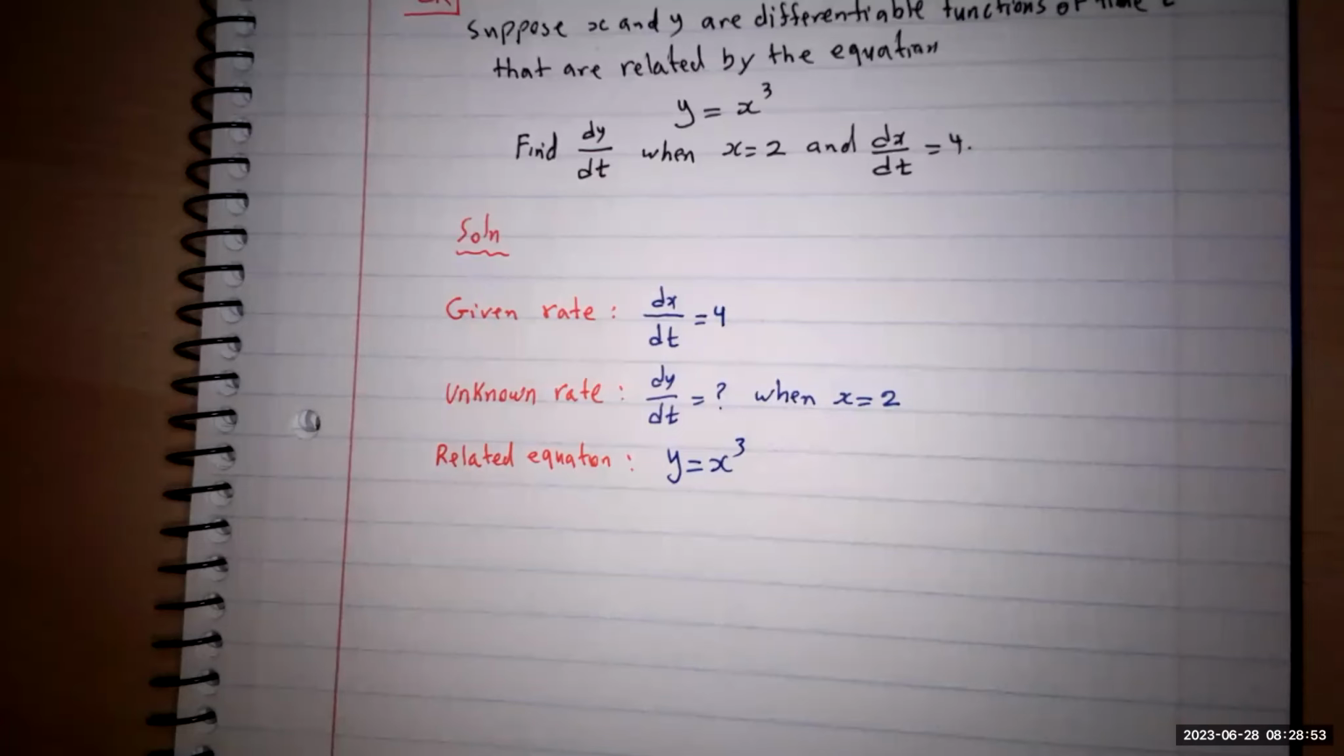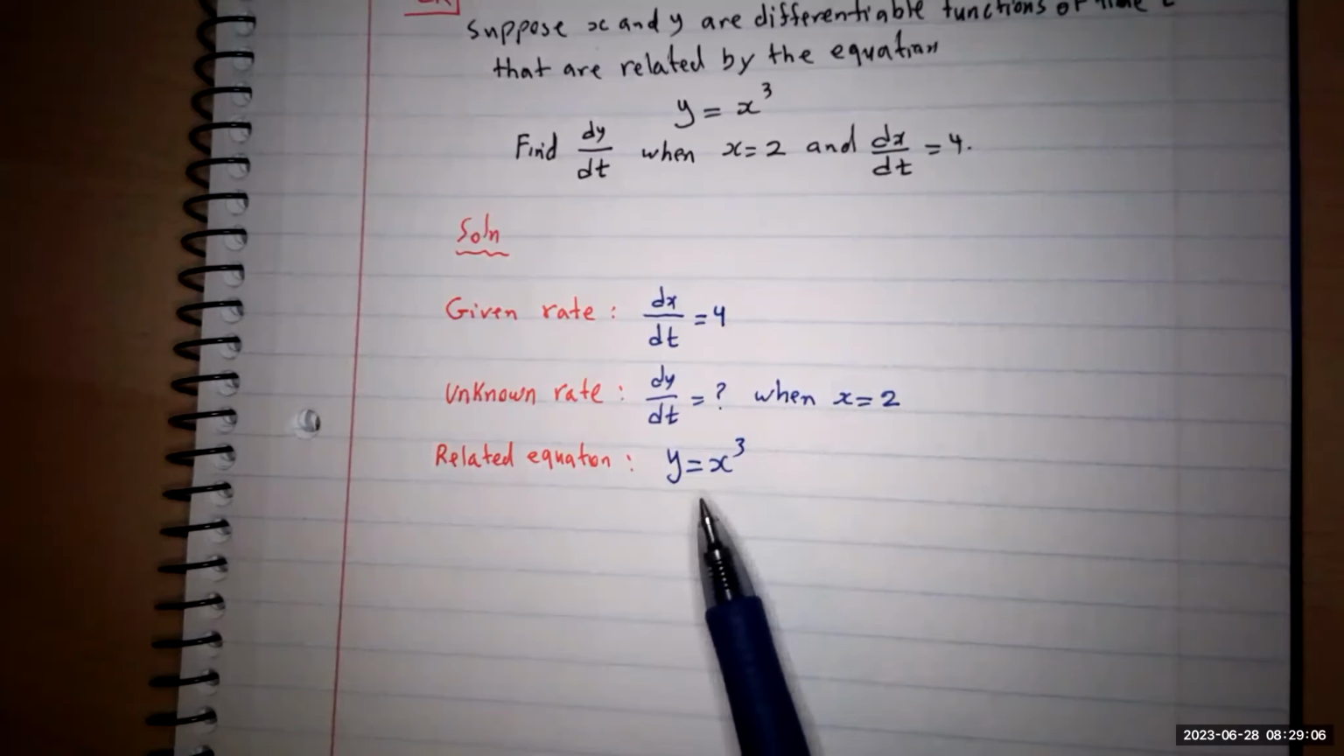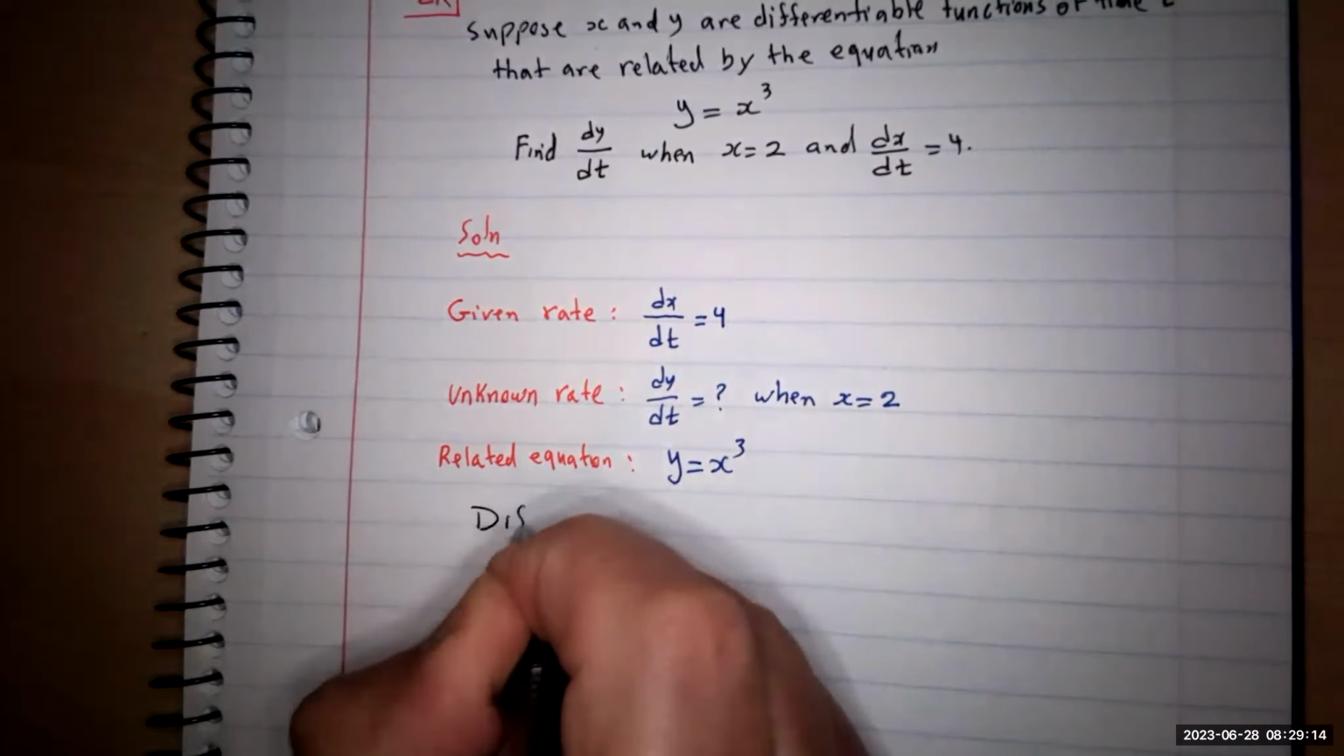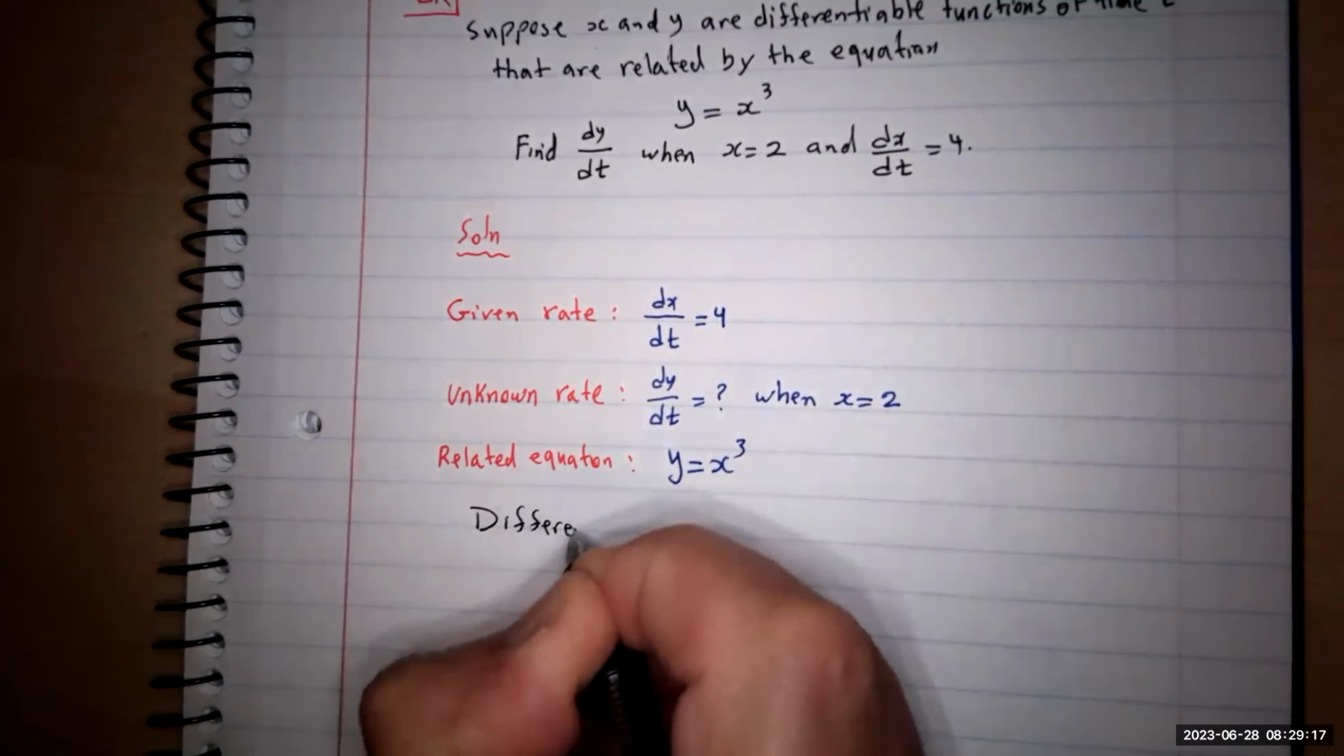So read it carefully, and identify for yourself the given rate, known rate, and related equation. Now, you are going to differentiate this using the chain rule or implicit differentiation, then substitute these numbers and you get it. That's it. So what we're going to do is differentiate. I just explain it for you, but you can do it right away.